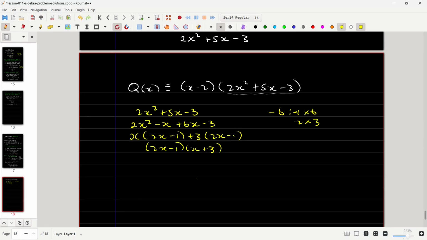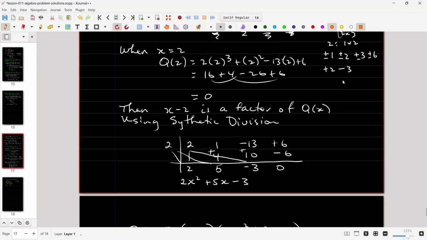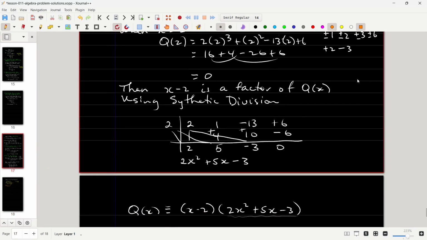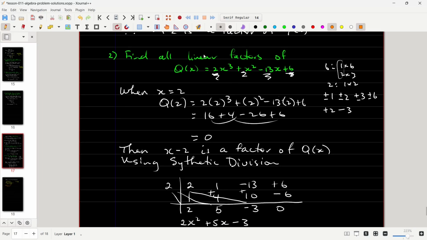All right. Now, notice that I have this here, because I could have done something similar to this. When x is equal to negative 3, and I think negative 3 is what we had up here, right? When x is equal to negative 3, then q of negative 3 would be equal to, well, this here, simplified. So let me just copy and paste this.